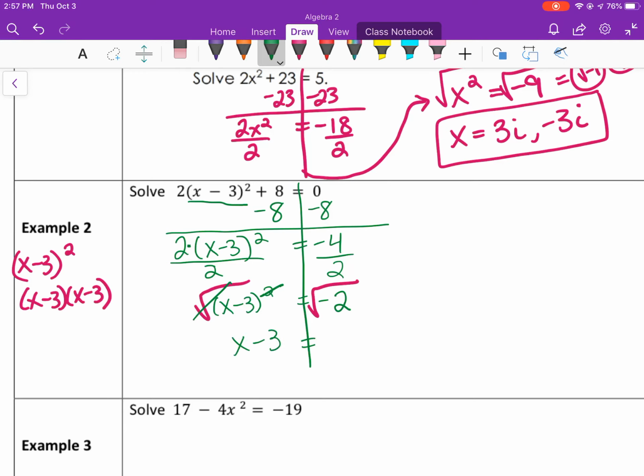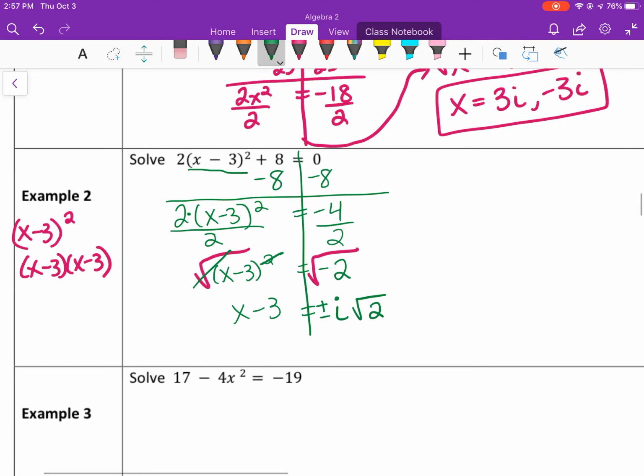On the right, the square root of negative 2 is irrational, so you want to leave it as the square root of 2. But you pull out the square root of negative 1 as i. So it'll be i square root of 2, and it is plus or minus i square root of 2. Then you have one last step, which is to add 3 to both sides to get x by itself. And then we write this as 3 plus or minus i square root of 2, because we cannot combine the 3 and the i square root of 2 because they're not like terms.